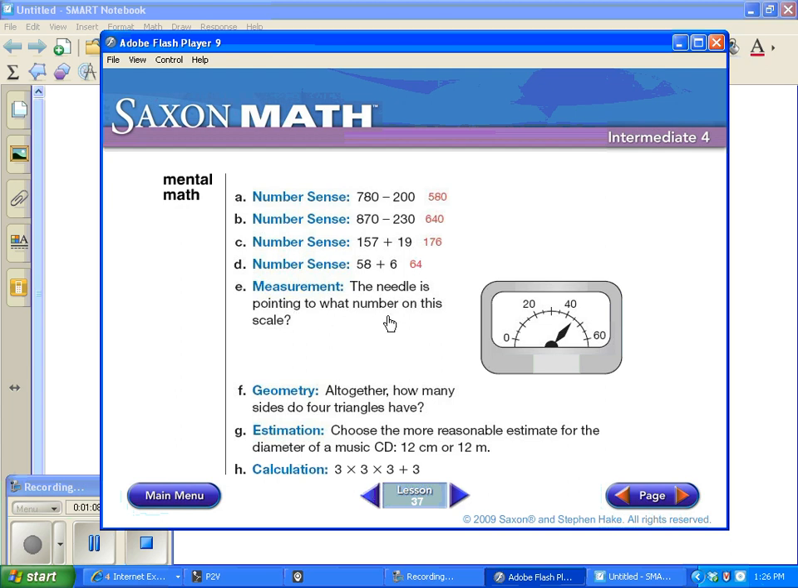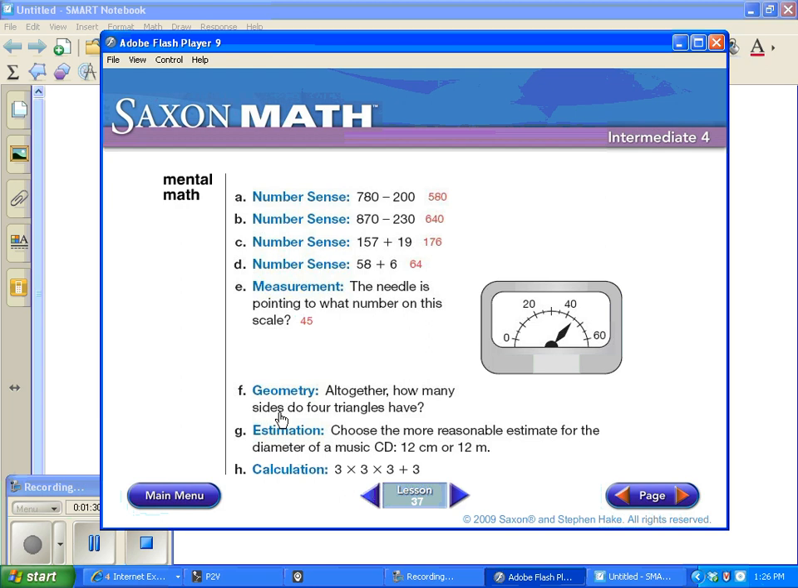The needle is pointing to what number on this scale? So let's look. We've got 40 and then it jumps all the way to 60. But there are longer tick marks, okay? So halfway in between 40 and 60 would be 50, okay? So that really means that we're between 40 and 50, and that would be 45.